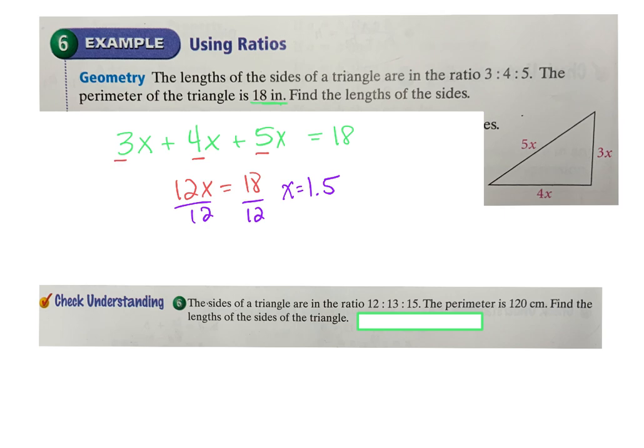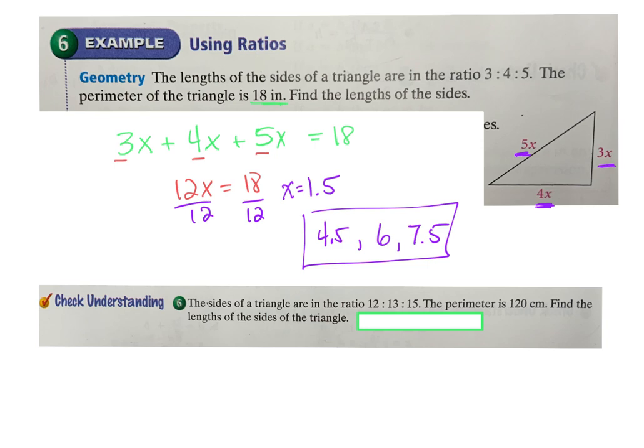I have not solved for my side lengths, okay? In order to solve for my side lengths, I need to plug in a 1.5 to these. Does that make sense? I've only solved for the number I need to multiply that ratio by. So 3 times 1.5 is going to be 4.5. That's a side length. 4 times 1.5, this one is going to give me 6. And 5 times 1.5 is going to give me 7.5. This is actually the answer. Those are my side lengths.